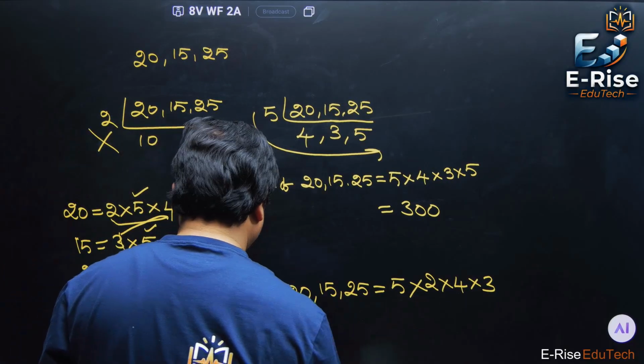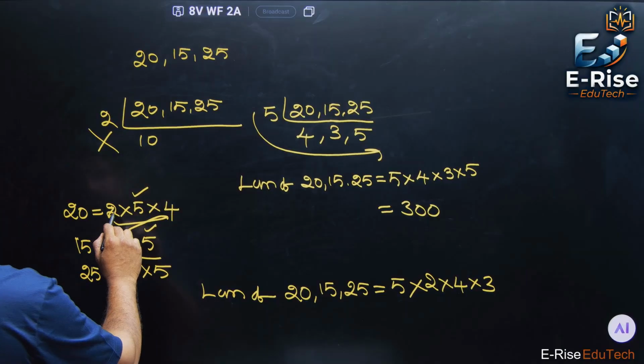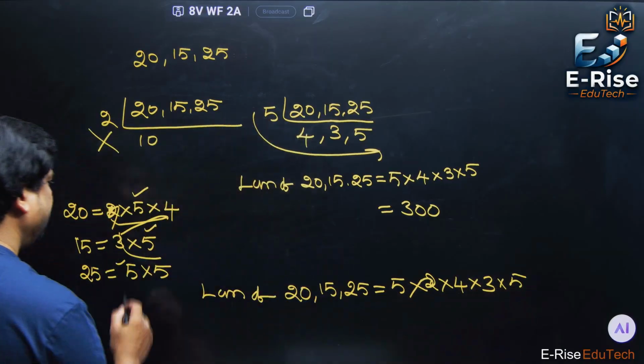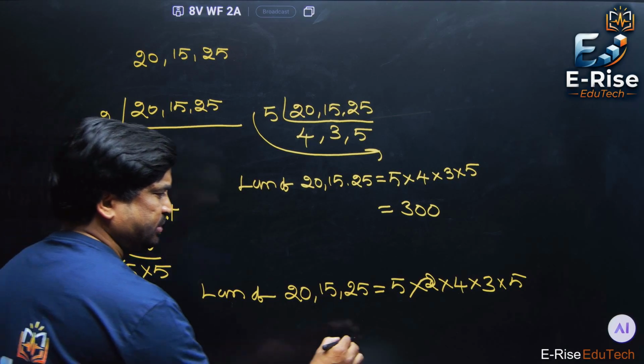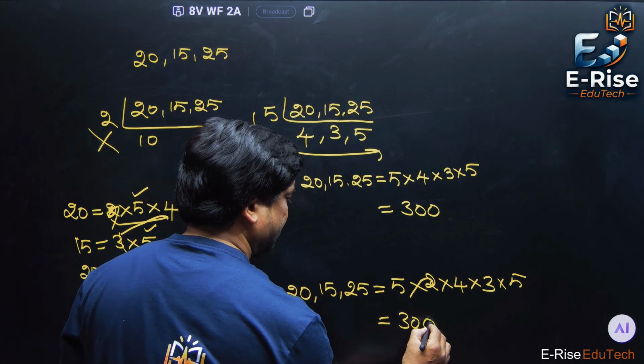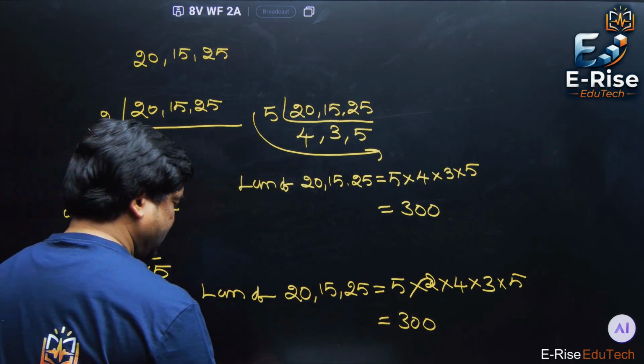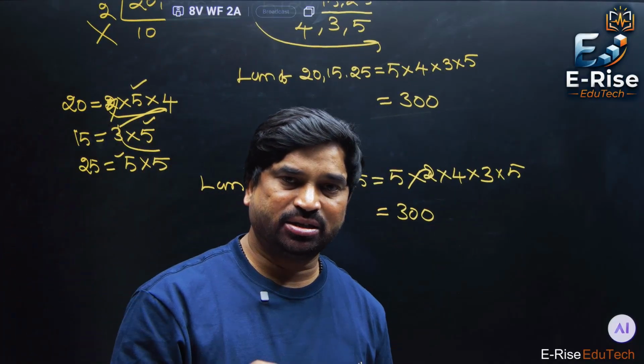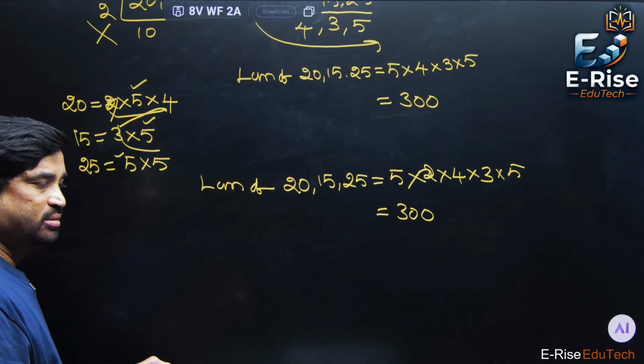Oh no, wait a minute. 2 is not there. 4 into 5 again, 5 4s are 20. Okay, so here it is 300. Is this 300 the least value or not? We'll check it. We apply the least common multiple. How to check it confidently?